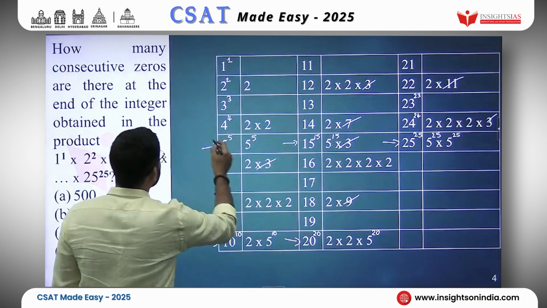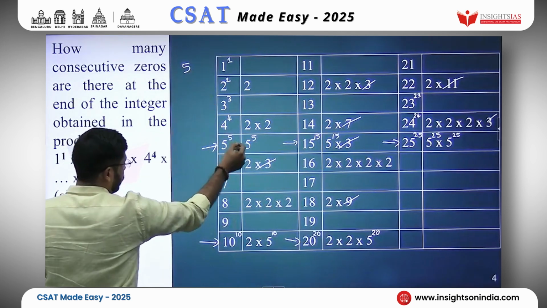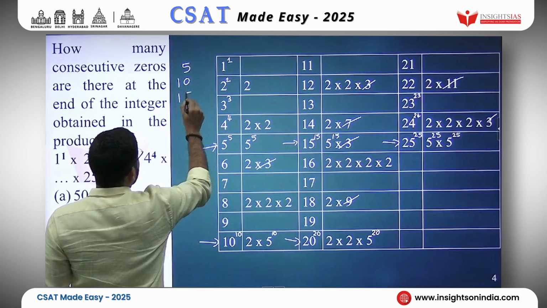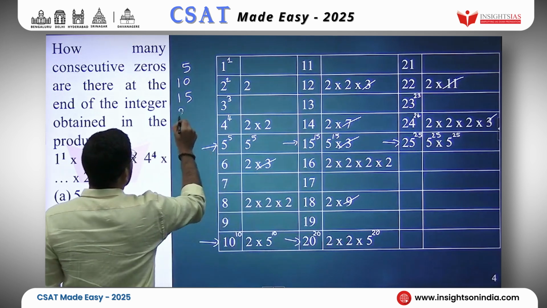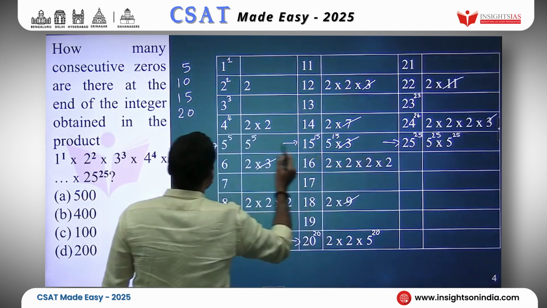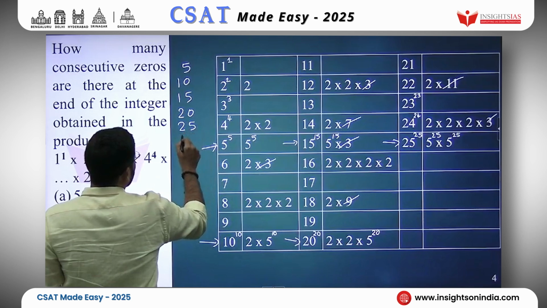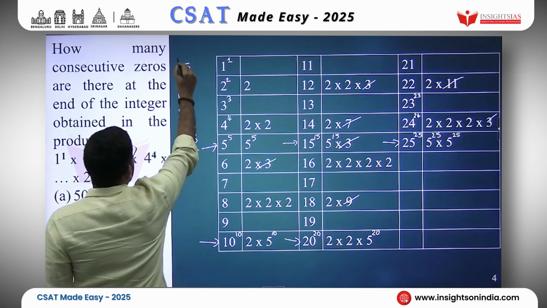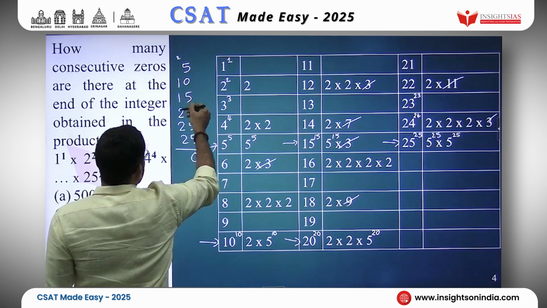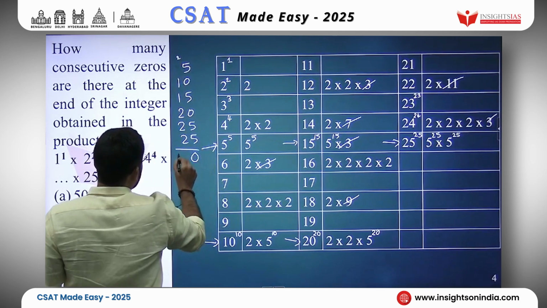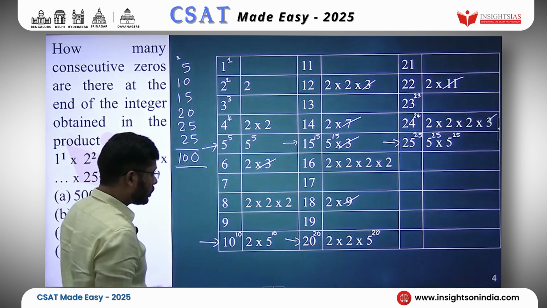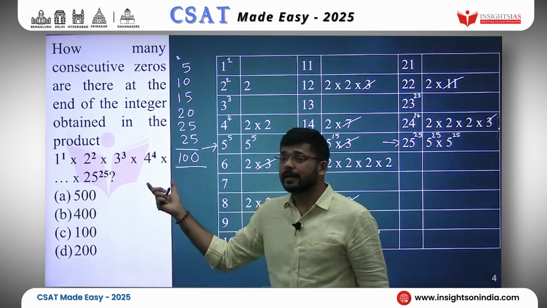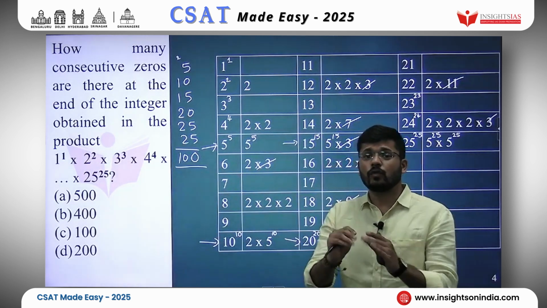Okay, let's add them. It is 5, then it is 10, then here it is 15, here it is 20, and there it is 25 plus 25, 25 plus 25. Now we will add them. 5, 5, 5, 5, that would be 20, 2 carry, 1 2 3 4 5 6 7 8 9 10, 100. So in this product there are 100 5s.